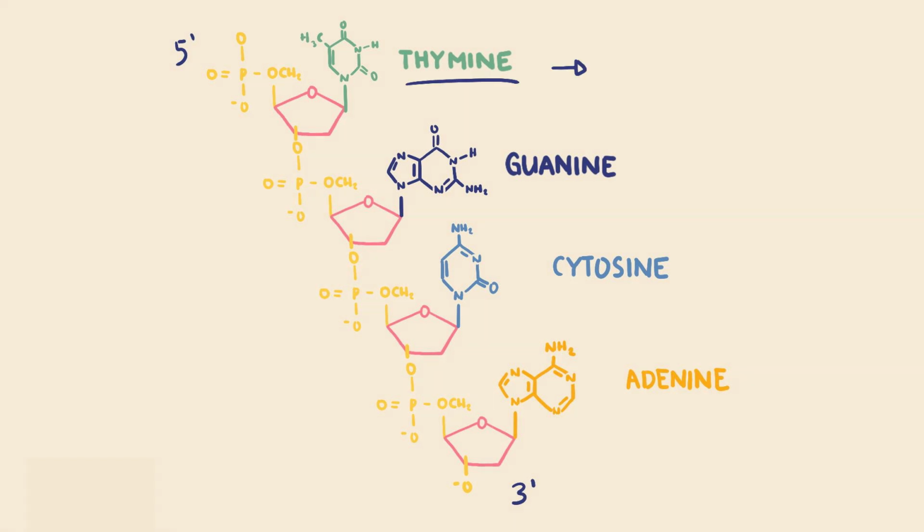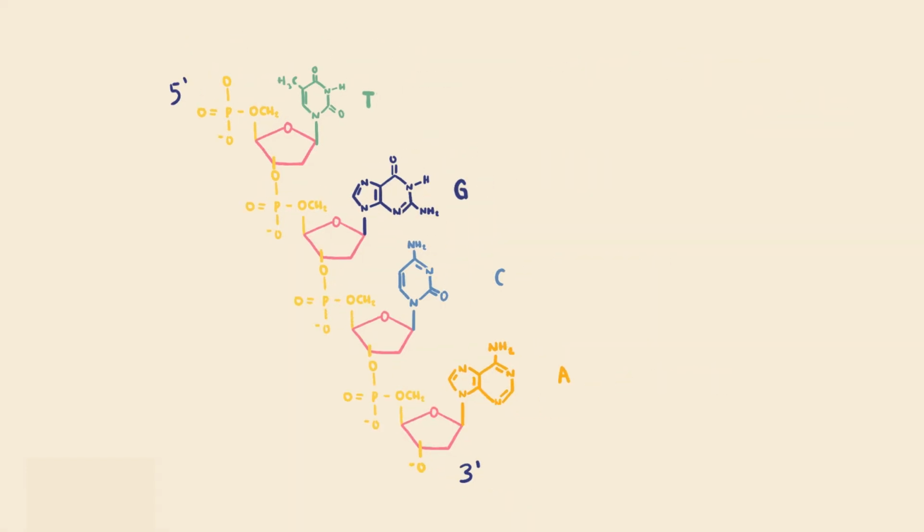Since thymine is present and not uracil, this is a DNA structure. We can also see that the 5' end has a phosphate group, and the 3' end has a hydroxyl group. Check out this notation. We'll start by writing a P representing the phosphate group and drawing a line downwards to the carbon it's attached to.